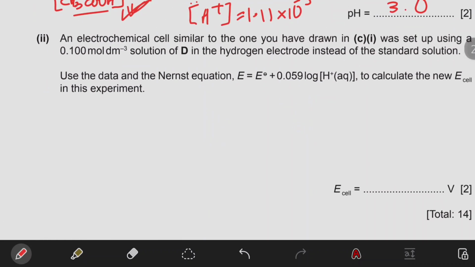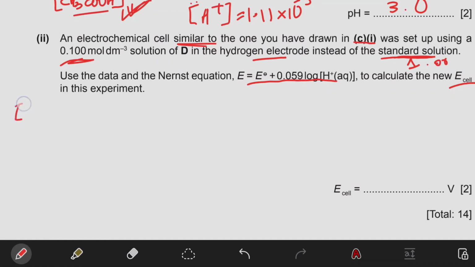An electrochemical cell similar to the one you have drawn in part C1 was set up using this concentration of solution of D in the hydrogen electrode instead of the standard solution. Standard solution's concentration is just 1 mole per dm³. So use the data and the Nernst equation, remember you have to use this one which has been given, to calculate the new E cell in this experiment.